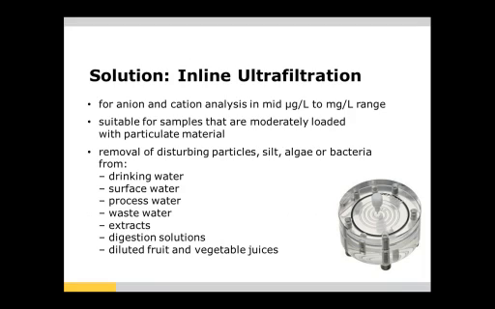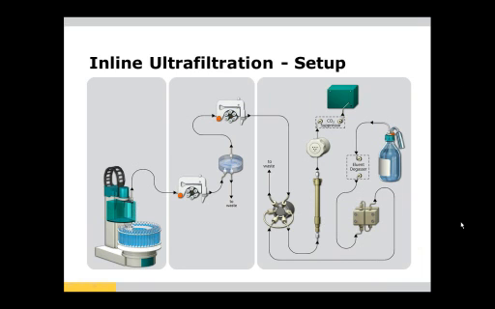The inline ultrafiltration system is dedicated and suitable for the anion and cation analysis in the ppb to the ppm range, and it is the best suitable and recommended sample preparation technique, especially for the wastewater, processed water, and the surface water, including the drinking water matrix. Here we are showing the typical setup for the inline ultrafiltration. The sample is transported from the sample processor to the right-hand side onto the IC injector via the ultrafiltration cell.